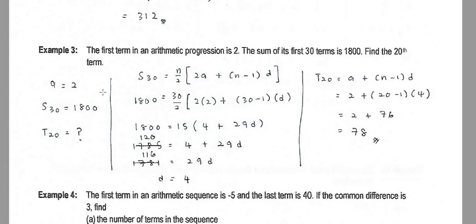Okay, because we have S30, we can use that information, substitute into the sum formula, and then from that we get D equal 4. Later on, we can solve the question, which is to find T20 or the 20th term. Now we know that A equal 2, N equal 20, and D equal 4. So we get T20 equal 78.